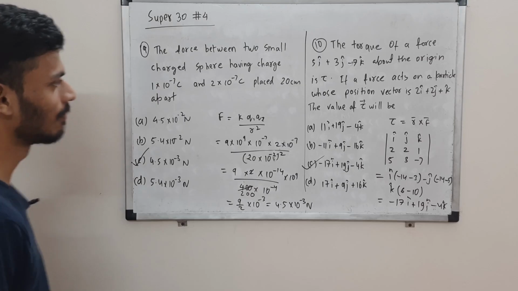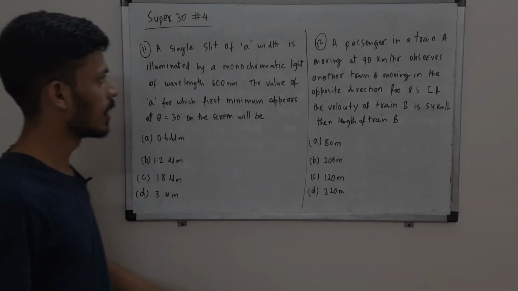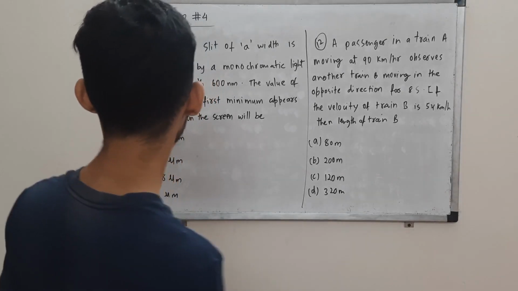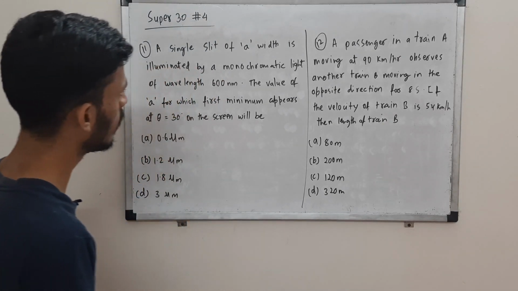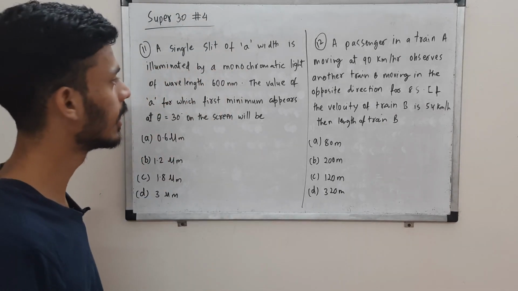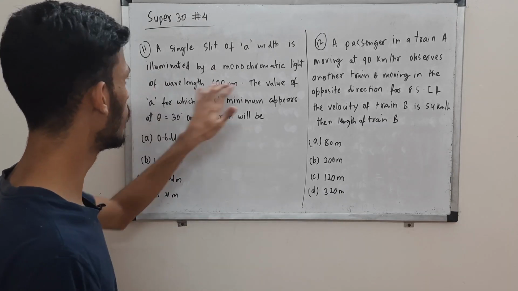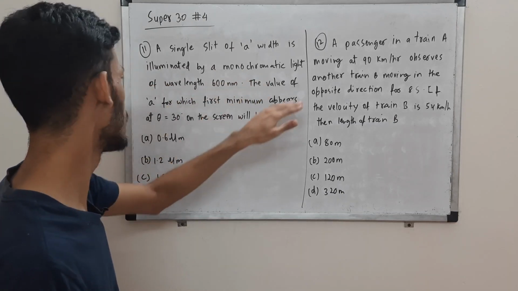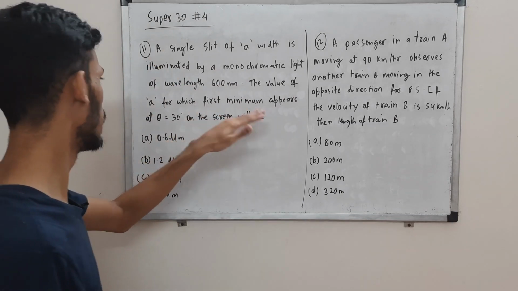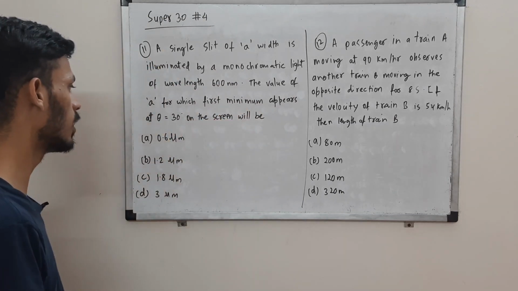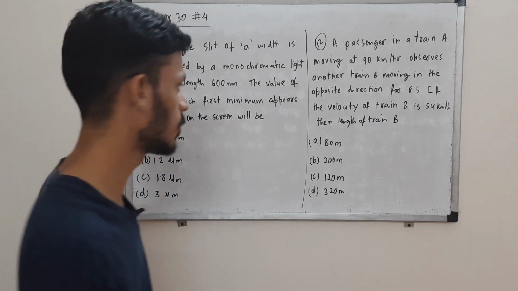Over to the next question. Question 11 and 12 over here. In question 11 we have a diffraction experiment, a single slit experiment of width A. The slit is illuminated by monochromatic light. Wavelength is given. You are supposed to find the value of this A for which the first minimum appears at 30 degrees. The angle is given for the first minimum, and you are supposed to find this A.